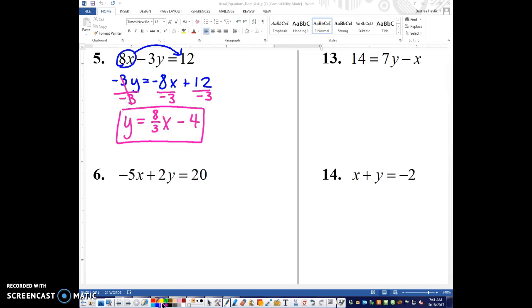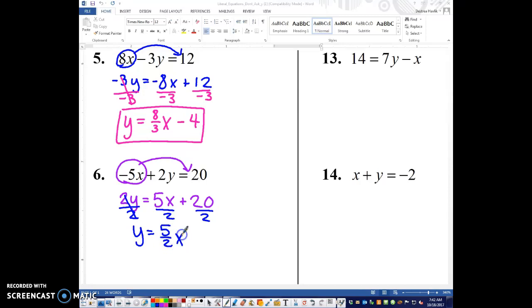All right, so let's look at number 6. What's the first step here? Move the x. So what are we left with here? 2y equals what? 5x plus 20. Good. Okay, what's our next step? Divide by the 2, right? So we have y equals, what is 5 divided by 2? 5 over 2. And then what's 20 over 2? 10.